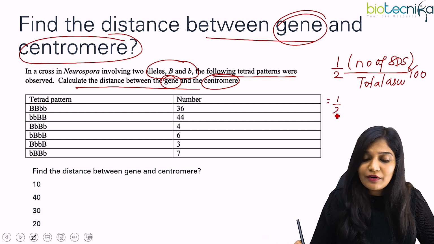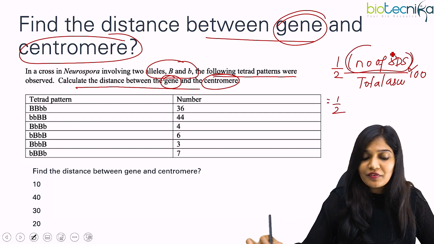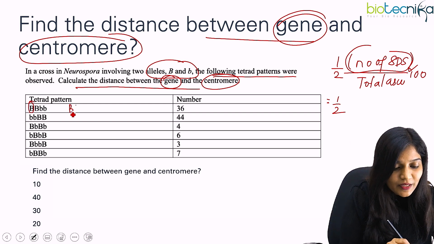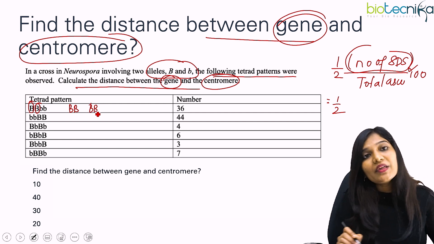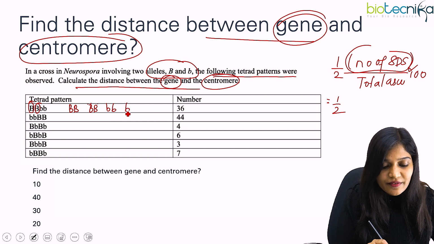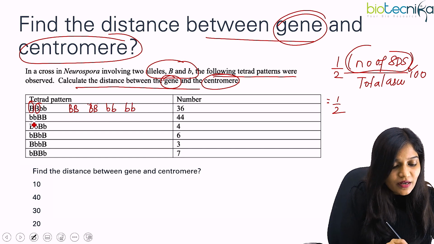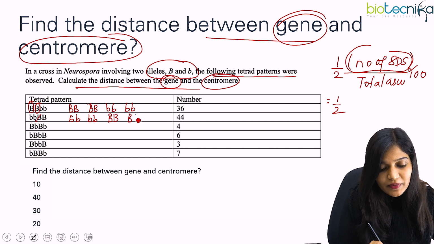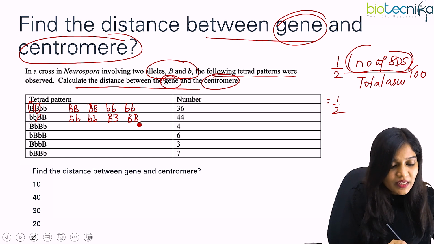So it is going to be half. So let's check the number of SDS. How to find out? Just go for capital B. So it will be capital B, capital B. And the second one, capital B, capital B. I'm writing 8 haploid sets. So 1, 2, 3, 4, 5, 6, 7, 8. Just duplicating it. Here, small b. And for this one, small b, capital B, capital B, capital B, capital B. So 8 haploid sets I'm making.